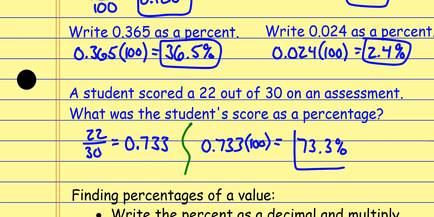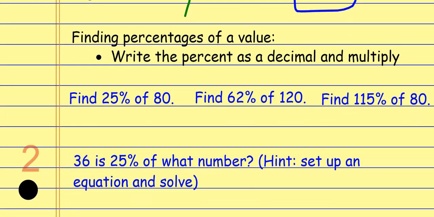Jansen. But again, it gave me a ratio. I write the ratio as a decimal because it's easy to go from a decimal back to a percent. Okay? If we look at some of these guys, finding percentages of values, we're just going to write the percent as a decimal and then multiply. And again, that's the idea here.